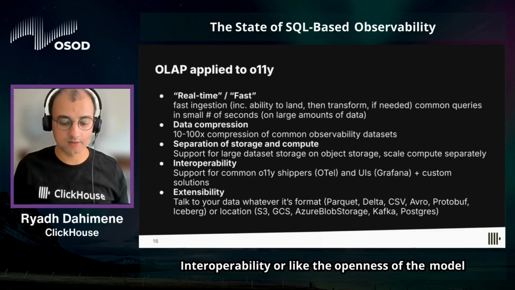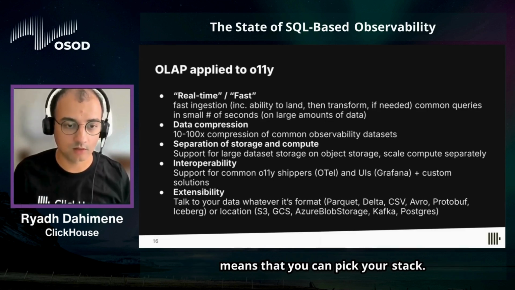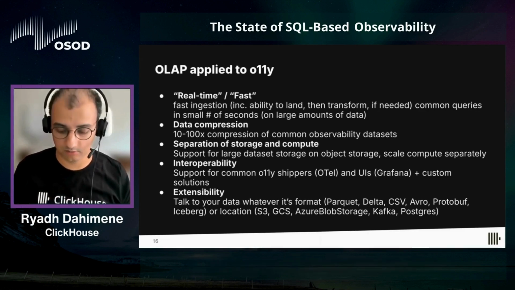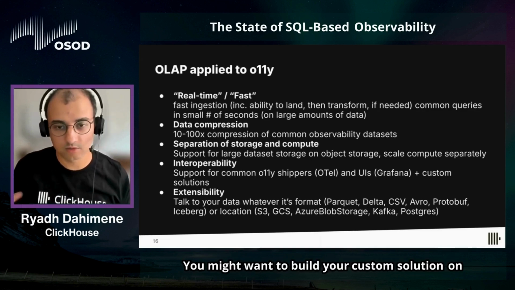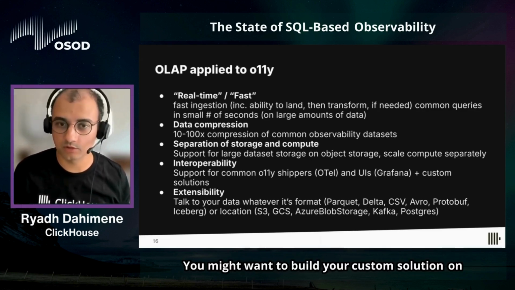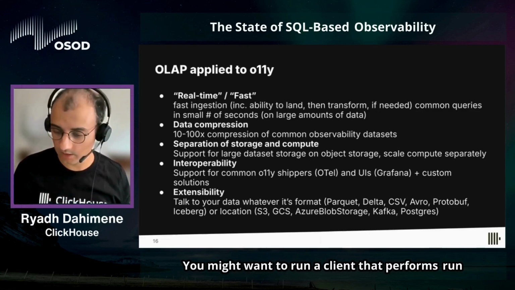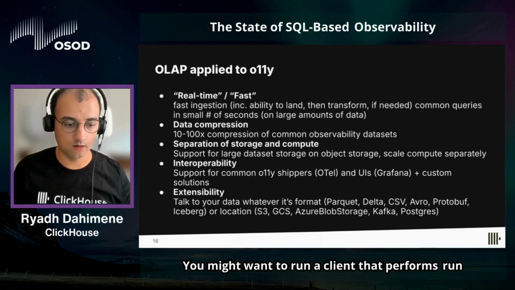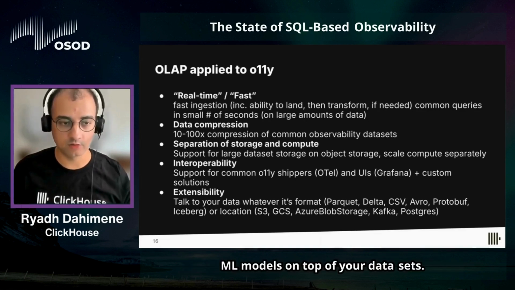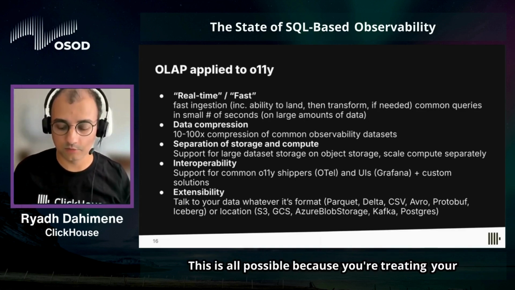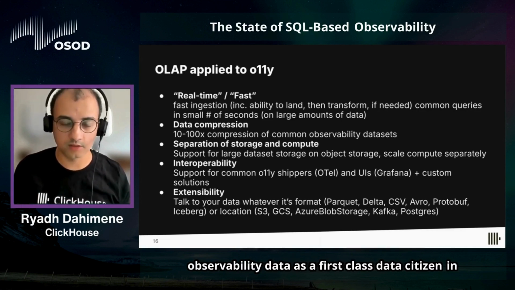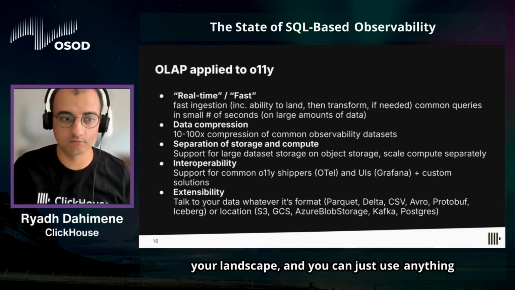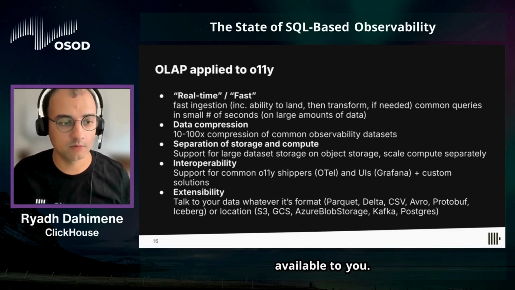Interoperability, or the openness of the model, means that you can pick your stack. We have a recommended stack at ClickHouse. You might want something else. You might want to build your custom solution on top of it. You might want to run a client that runs ML models on top of your data sets. This is all possible because you're treating your observability data as a first-class data citizen in your landscape, and you can just use anything available to you.